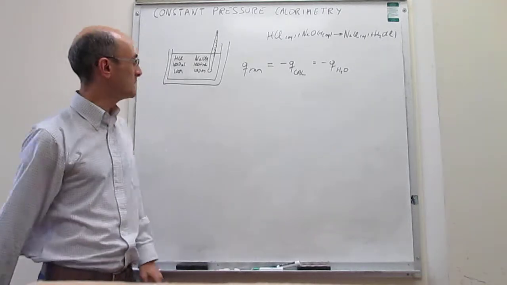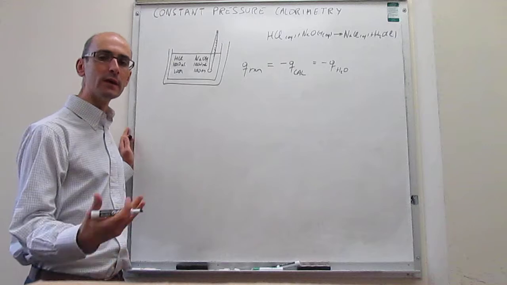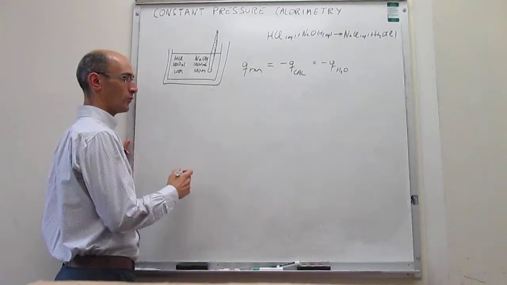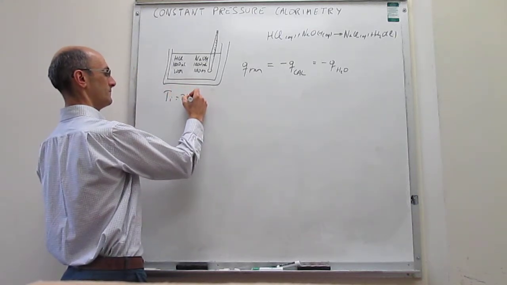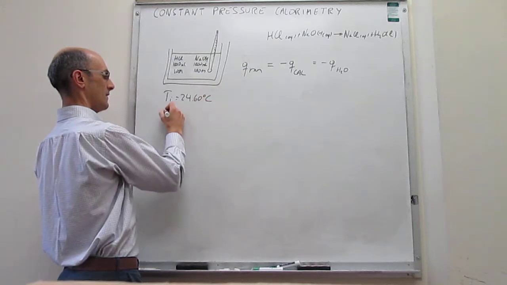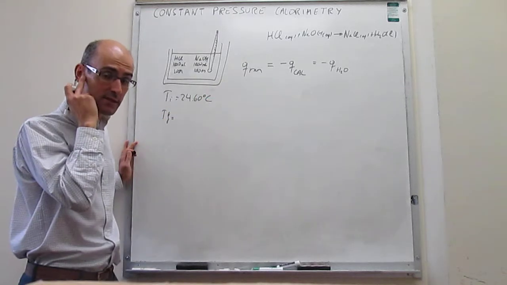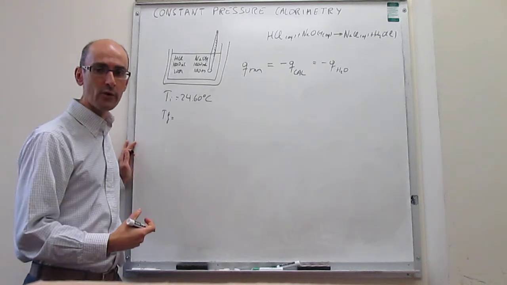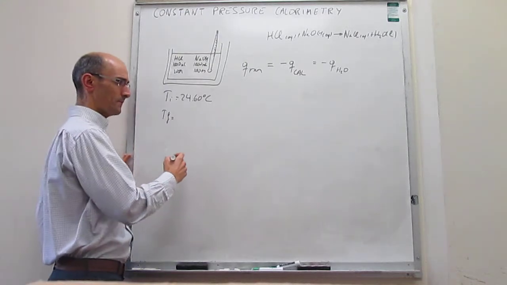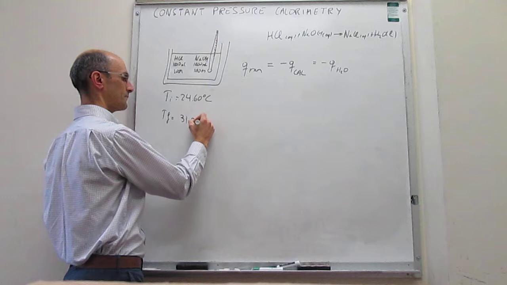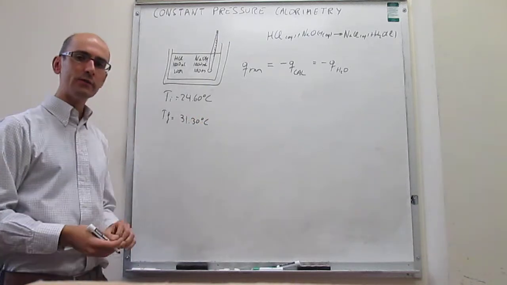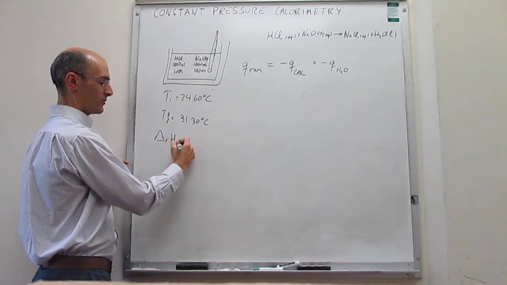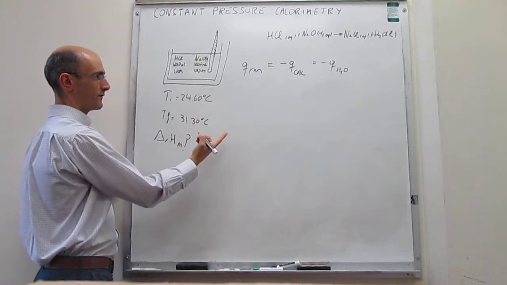For the specifics of this problem, before we mix the reagents, they are at exactly the same temperature of 24.60 degrees Celsius. After the reaction takes place, after we mix them, the temperature rises, because energy has been released from the reaction into the water of the calorimeter, to 31.30 degrees Celsius. The question is then: please calculate the change in enthalpy of the reaction on a per mole basis from this data.